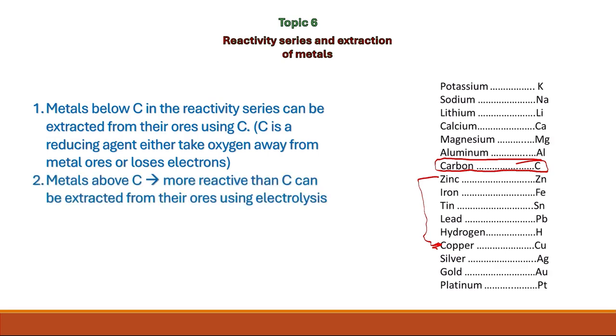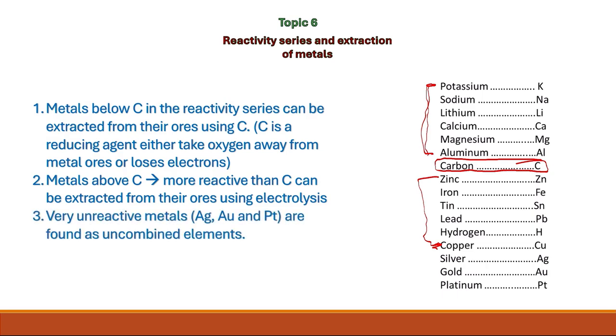Metals above carbon in the reactivity series, which are these metals, are group 1, 2, and 3 metals. They are more reactive than carbon and they can be extracted from their ores using electrolysis. Very unreactive metals at the bottom of the reactivity series, silver, gold, and platinum, are found as uncombined elements.